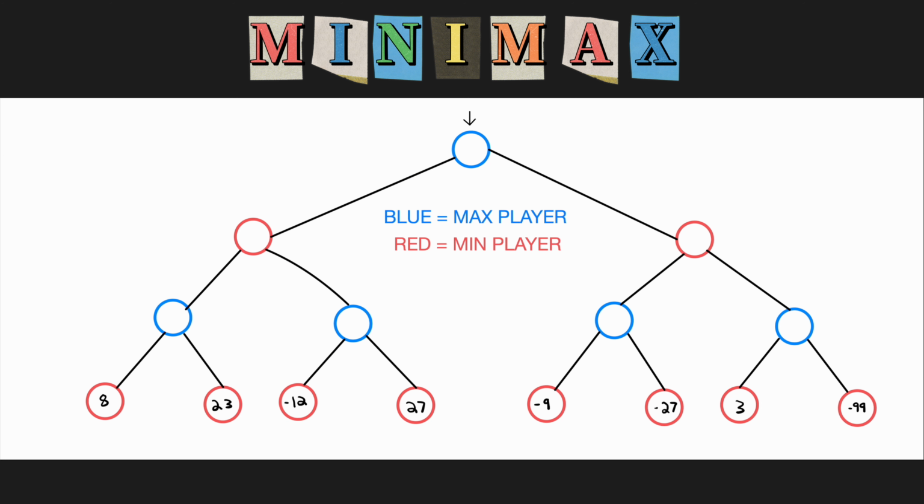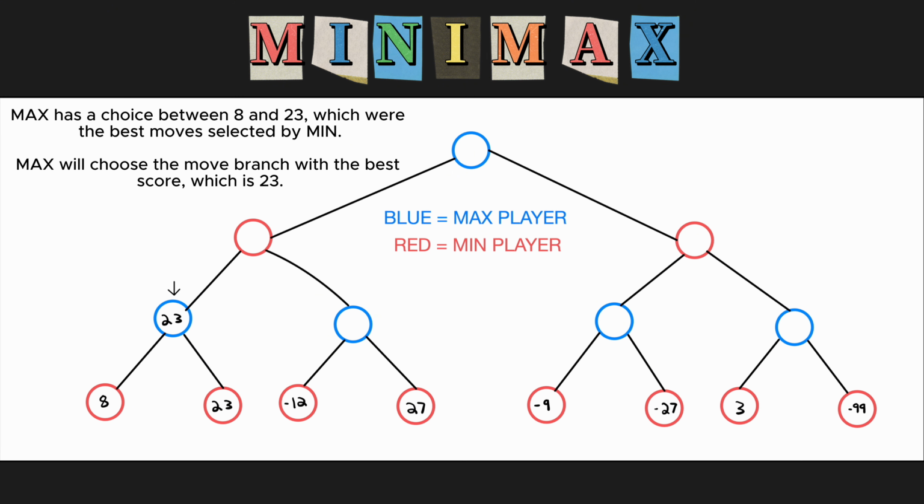Let's explain this using an example. In Minimax, there are going to be two players, and one of them is going to be trying to get the highest score possible, while the other one will be trying to get the lowest score possible. In this example, blue is trying to get the higher score, while red is trying to get the lower score.